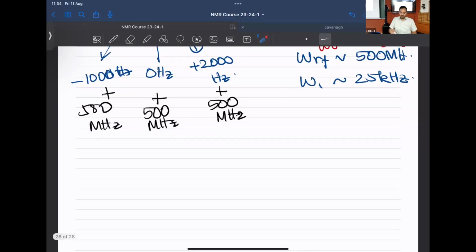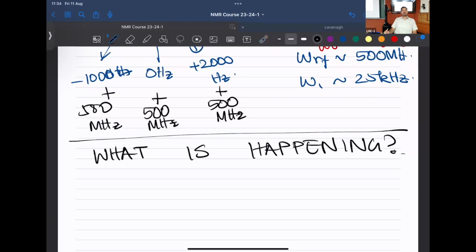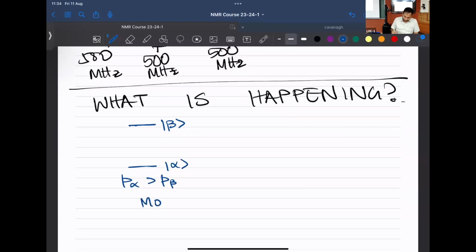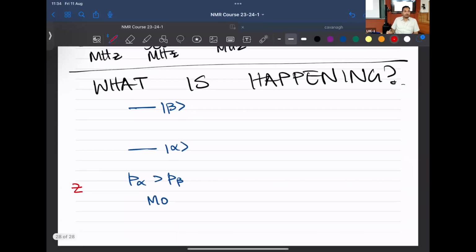What is happening when you apply the 90-degree pulse? I'm writing it explicitly so that you also start to think about it. Let's first understand the equilibrium situation. What is the equilibrium situation? We are talking about two states that exist. And we said that population in one state is greater than population in the other state. This results in an M naught that's along Z. So in its own way, this is the Z component of the magnetization.